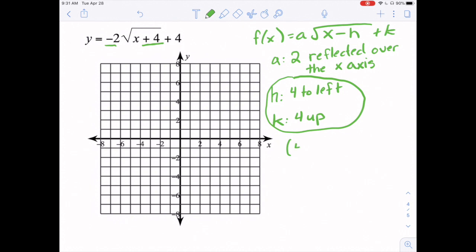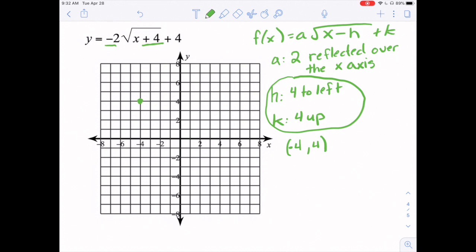But it's not 4, 4, because my h is 4 to the left. So left of the origin would be -4. So I'm going to put a -4 as my first coordinate. So I'm going to go to -4, +4 for my first point.